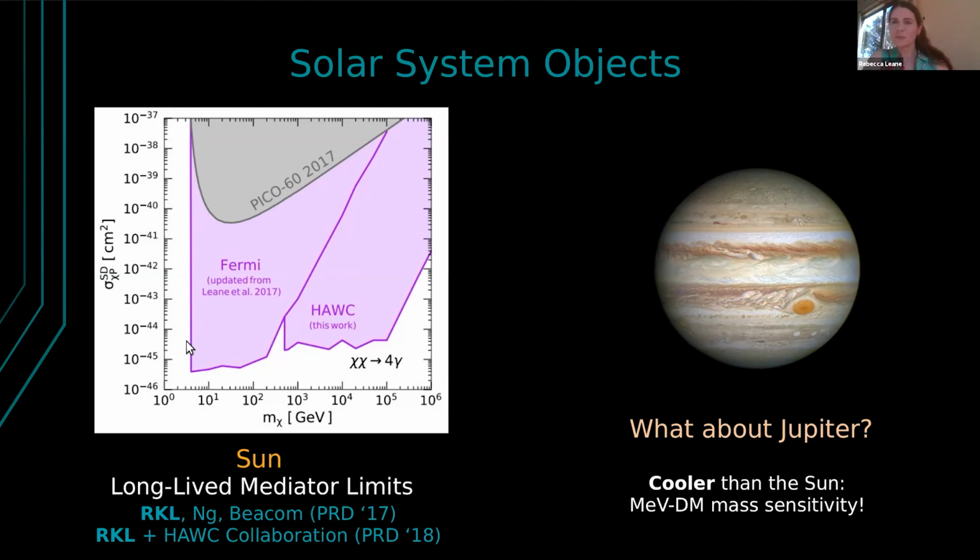So you could ask the question, what about Jupiter? Jupiter is very close by. So instead of thinking about just the very center of the galaxy, maybe we can just use something Jupiter-sized in our own backyard. And the good thing about Jupiter is it's much cooler than the sun. So it has very low core temperatures. So this is actually going to give us MeV dark matter sensitivity. So we can push these curves further to the left.